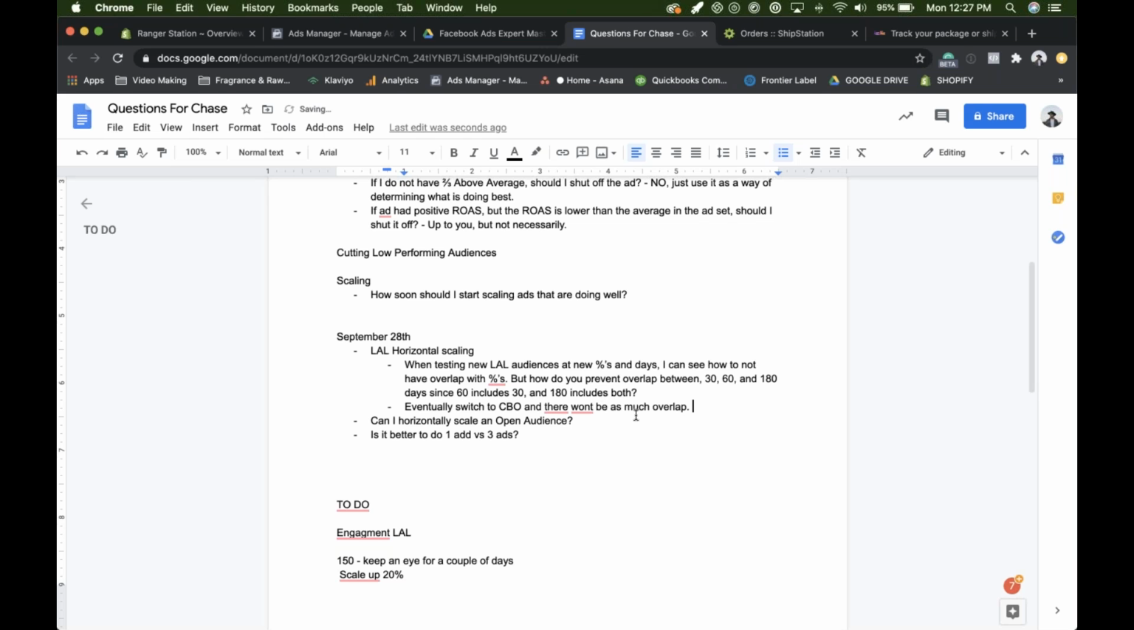Let me rephrase. There's going to be the same amount of overlap. The only difference is whenever you're on a CBO, the system's going to move the spend based off where it can get the lowest cost per conversion. So it intentionally avoids paying higher in this case. Okay, cool. That makes sense to me.